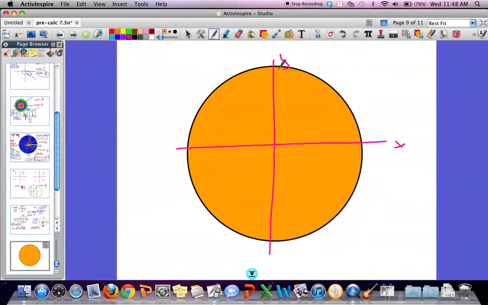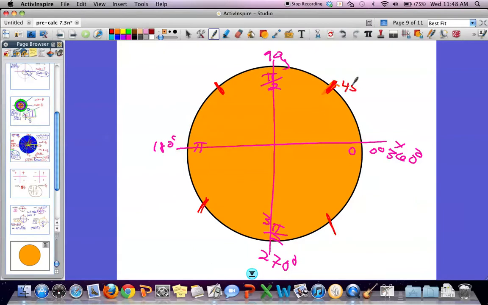Really quick. So 0, let's go with degrees on the outside. 0, 90, 180 degrees, 270 degrees, 360 degrees. 0 radians, pi over 2, pi, 3 pi over 2. We need to know these. Let's cut this in half. So here and here. These are 45s, so this is 45 degrees. Pi over 4. This one is 3 pi over 4. And in terms of degrees, we know what it's equal to.